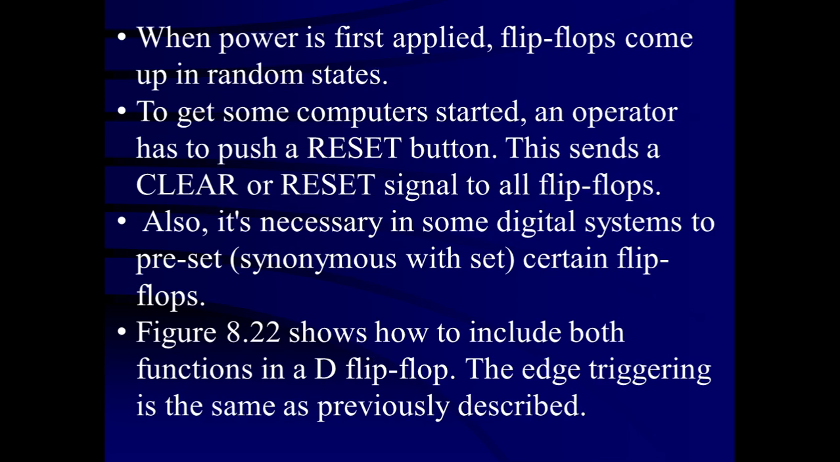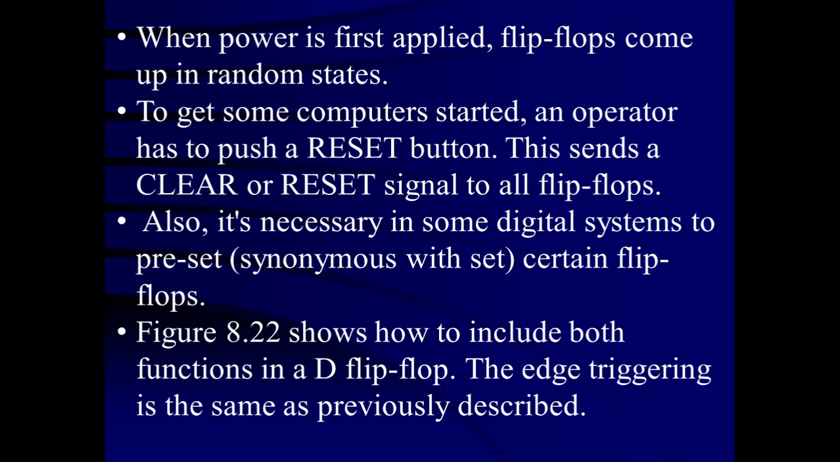When power is first applied, the flip-flop comes up into a random state. That means output of the flip-flop can be latched either 0 or 1. That is, it randomly depends. So to get some computer started, an operator has to push a reset button. This sends a clear or reset signal to all the flip-flops and all the flip-flop outputs start with the initial value Q equal to 0, 0, 0.